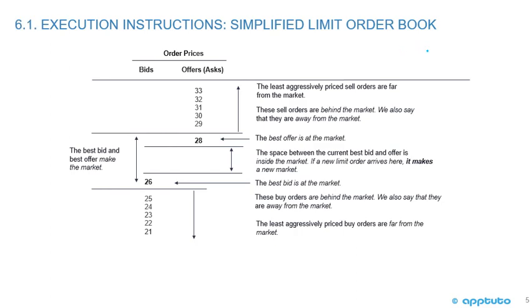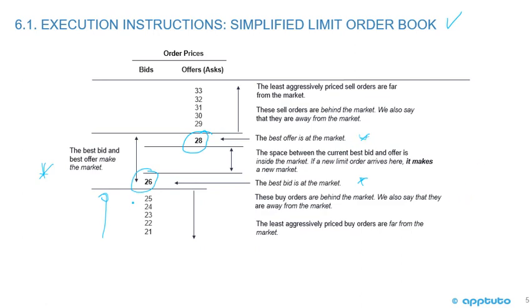Now we're going to look at execution instructions, a simplified limit order book. Okay, so we'll start here on the left-hand side, and we'll start with the bid first. So you can see the 26. This is the best bid, which is at the market. And we have an ask, or an offer. The best offer price is 28. So you can see the spread between the bid and ask is 2.